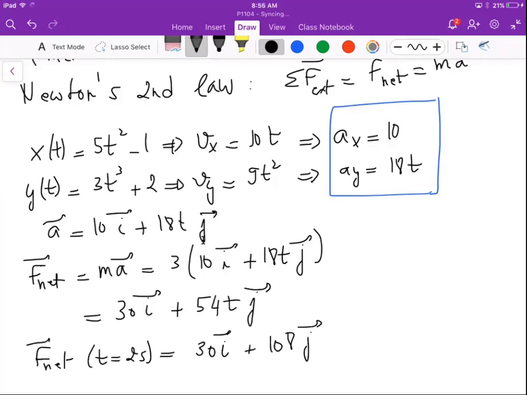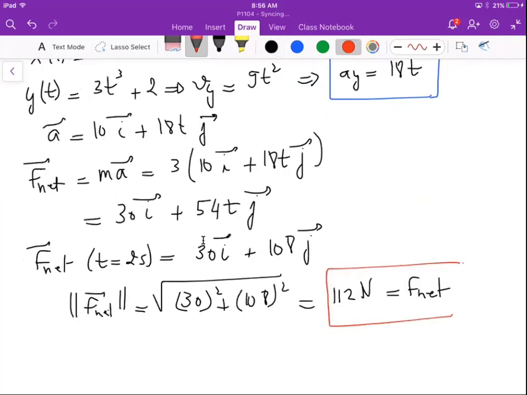And so the magnitude of this force F net is nothing else than the square root of Fx squared plus Fy squared. So it's the square root of 30 squared plus 108 squared, and this yields the value 112 newtons. So this is the value of the force we are looking for at the time t equals 2 seconds. Okay. So let's move on with the next problem.